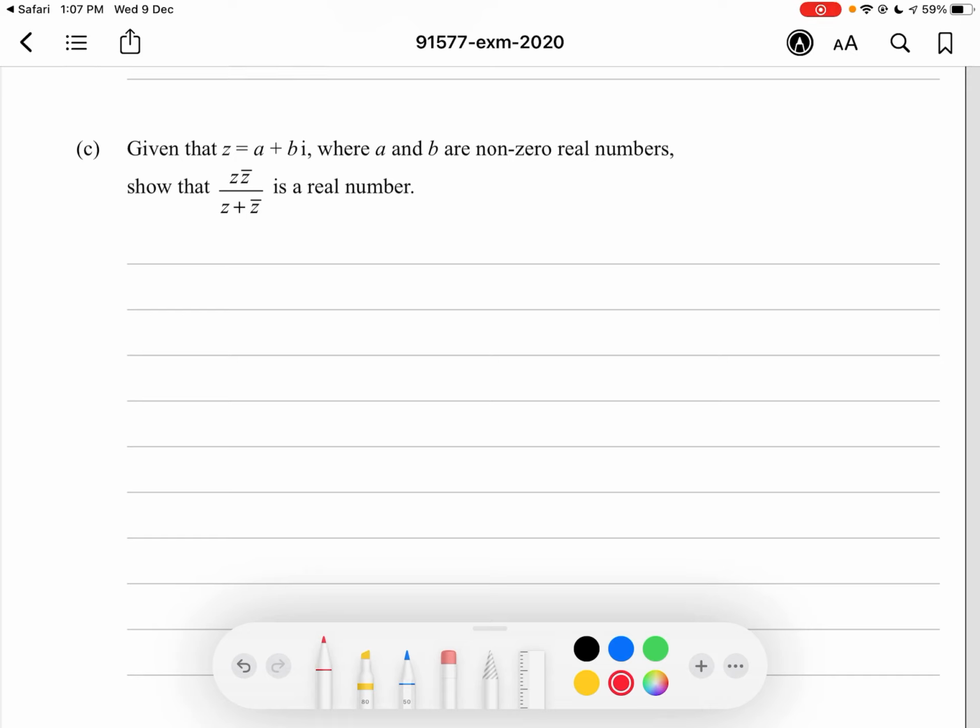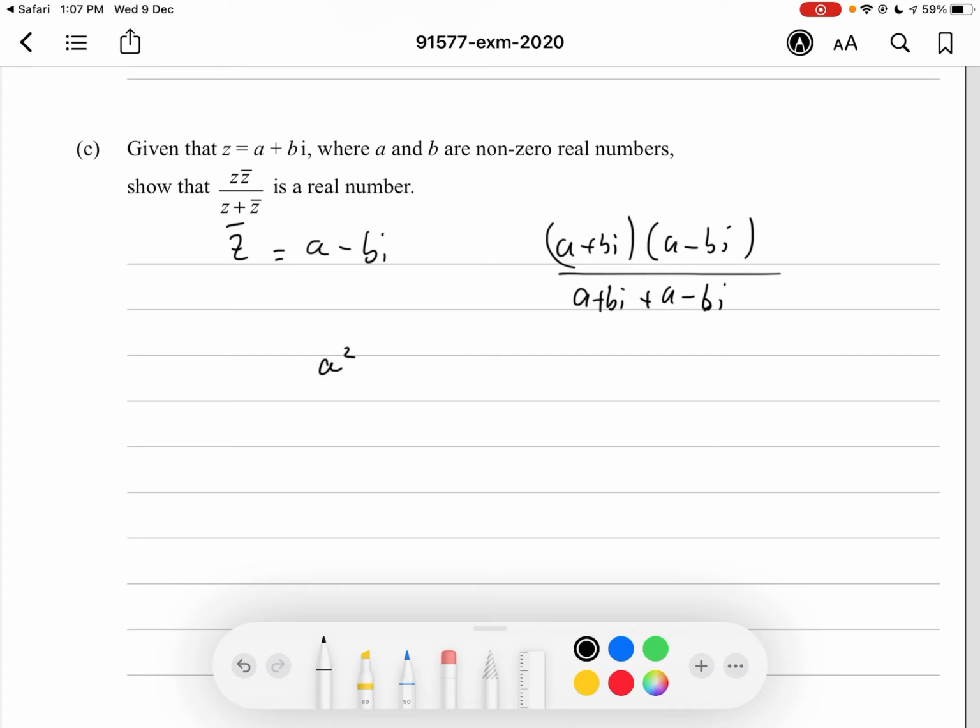Given that z equals a plus bi, and a and b are non-zero real numbers, show that z times the conjugate of z over z plus the conjugate of z is a real number. So first things first, we've got to say that the conjugate of z must be equal to a minus bi, so that's the first thing we've got to define. On the numerator, we have a plus bi multiplied by a minus bi. On the denominator, we have a plus bi plus a minus bi. So if we simplify this a little bit, we'll get a squared plus b squared all over a plus a, which is 2a. So very simple question there.